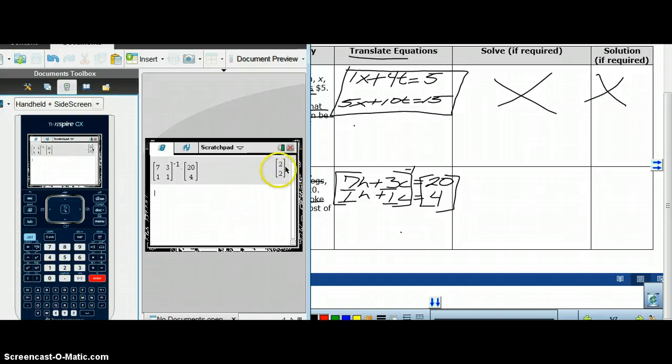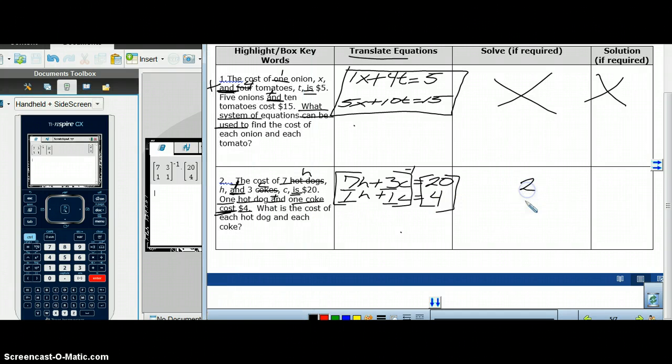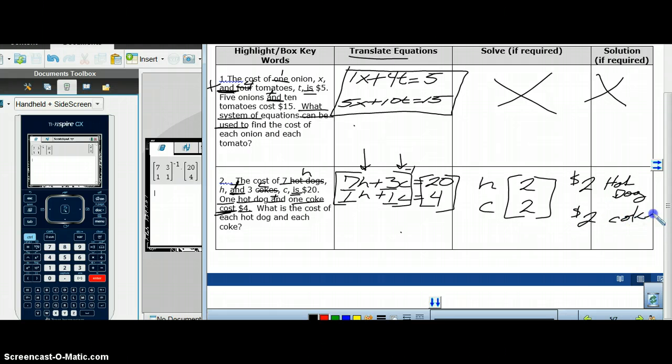When you hit enter, this matrix over there that your calculator gives you is your answer choice. So get over on your notes, and the matrix right here, this is going to be the first variable in your system. This is going to be the second variable in your system. So our first variable is H. So this is $2 for hot dogs. The second variable in your system is C. This is $2 for Cokes. So $2 hot dog and a $2 Coke. And that's how you do some more word problems.